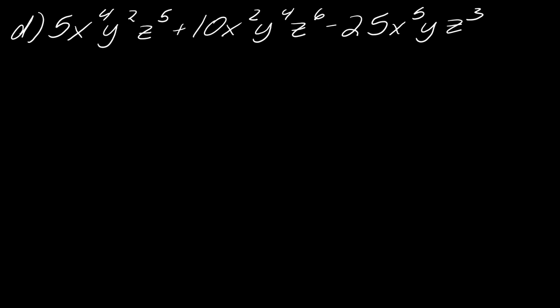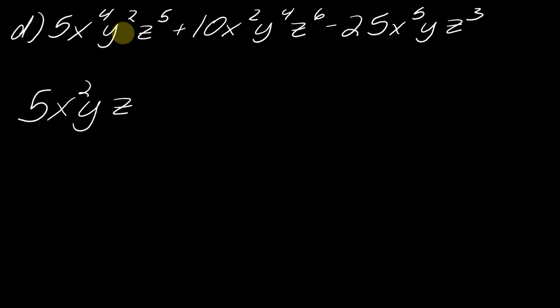Okay, so now for this last one. So I've got 5x to the fourth, y squared, z to the fifth, plus 10x squared, y to the fourth, z to the sixth, minus 25x to the fifth, yz to the third. Okay, so first of all, these terms are divisible by 5, so I'll factor out the 5. Now notice, all of these terms have an x, y, and a z. So x, y, and z will be a part of my GCF, and now I just have to figure out what exponent goes here. And so all you have to do is look for the lowest number exponent among your terms. So here I've got x to the fourth, x squared, and x to the fifth. So x squared is that lowest exponent.